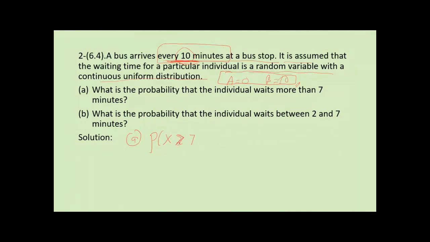It is strictly greater than 7, but there is no meaning to that in the continuous case. For the discrete case, equality plays a big role, but for continuous, it's all integration. From 7 to a maximum of 10, because you can wait 10 minutes. Minimum 7 now. And what is f of x? 1 over b minus a, which is 1 over 10 minus 0, which is 1 over 10. So this is 1 over 10 dx. So this is 10 minus 7 over 10, and 3 over 10, which is 0.3.